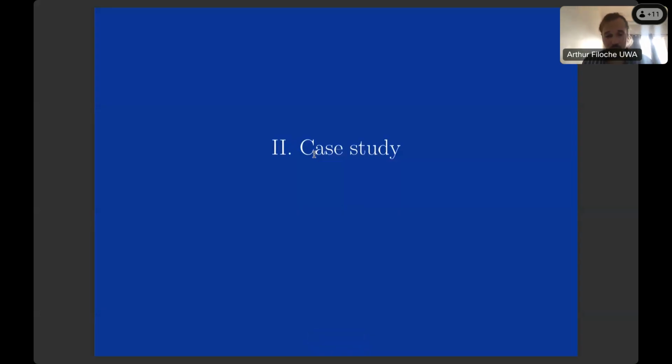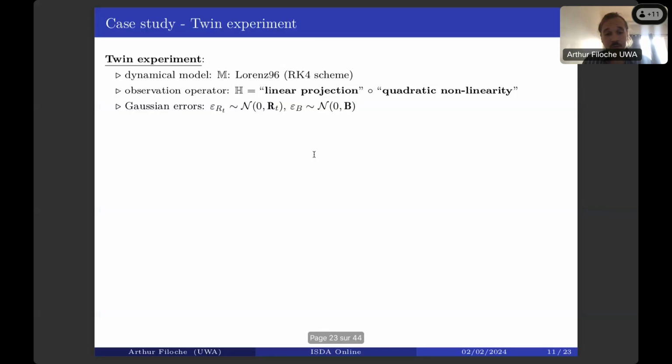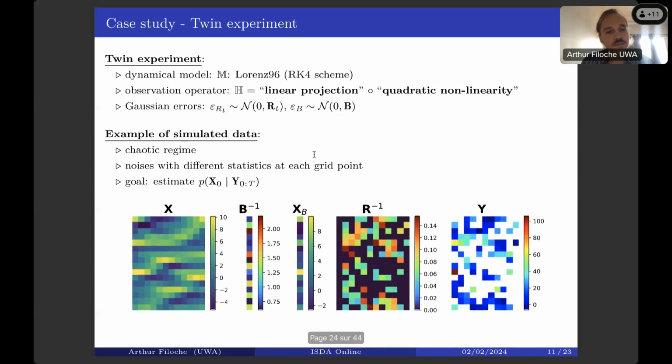All right, now quickly, a preliminary experiment I did on synthetic data. So using a Lorenz 96 model, using as observation operator the composition of a linear projection and a quadratic nonlinearity and Gaussian errors. So here is an example of a simulated trajectory. And you see that we pick a diagonal covariance matrix so that we can plot the variance in front of the data, and also the noise at each grid point can have different statistics.